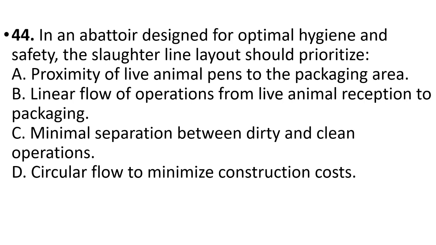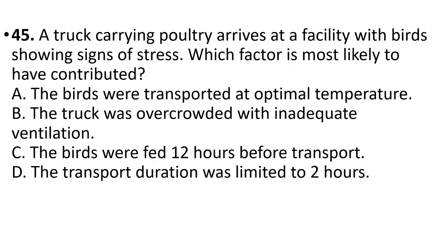44. In an abattoir designed for optimal hygiene and safety, the slaughter line layout should prioritize A. Proximity of live animal pens to the packaging area. B. Linear flow of operations from live animal reception to packaging. C. Minimal separation between dirty and clean operations. D. Circular flow to minimize construction cost. Your answer is option B. Linear flow of operations from live animal reception to packaging.